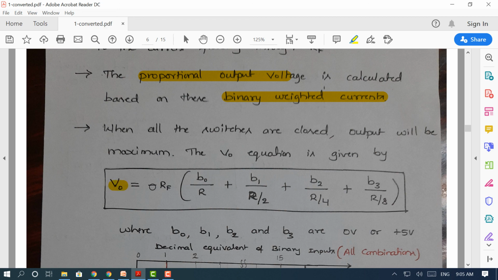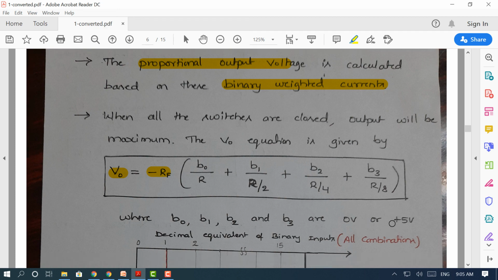V naught is equal to minus RF, where the minus is because the op-amp is used in inverting mode, times B0 divided by R, that's the switch connected to resistor R, plus B1 divided by R by 2, B2 divided by R by 4, B3 divided by R by 8. Here B0, B1, B2, B3 represent switches which can be open, that means 0 volts, and when closed, it's plus 5 volts.